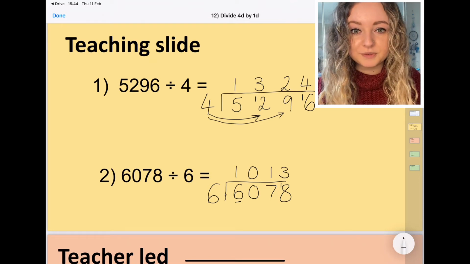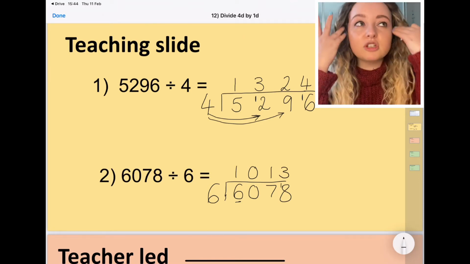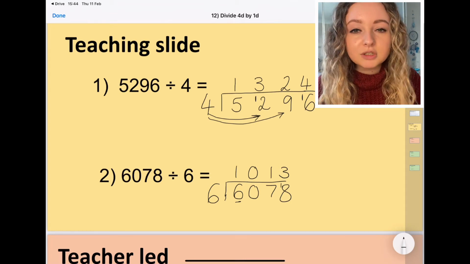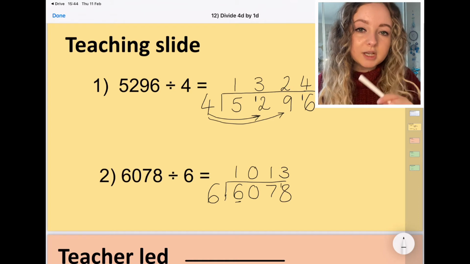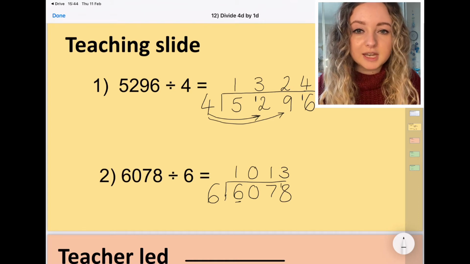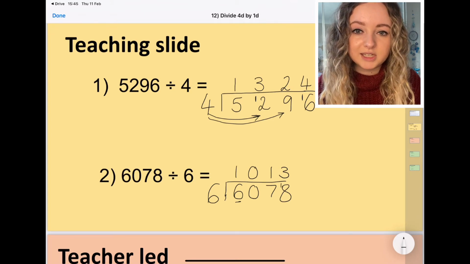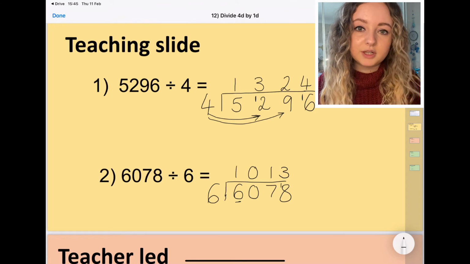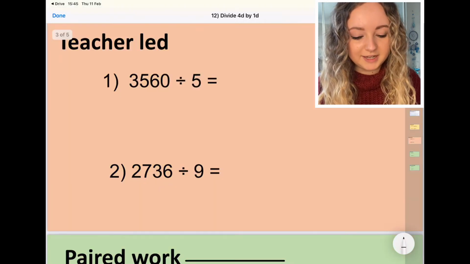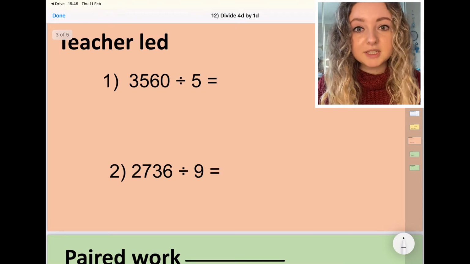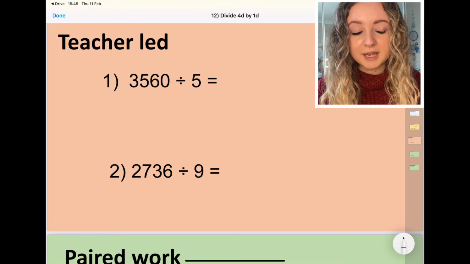Easy. If you are struggling with the multiplication, the times tables knowledge, please make sure you've got a multiplication grid to be working with. That's so important because it is going to really help you to work out how you can do this using your multiplication facts. Cool, let's move on to Teacher Led then. Are you ready to go with me?